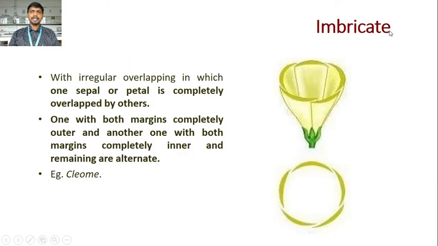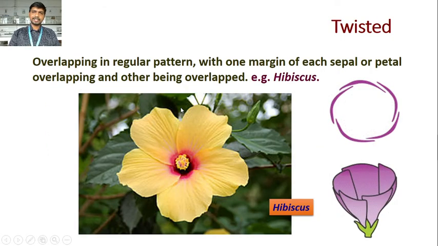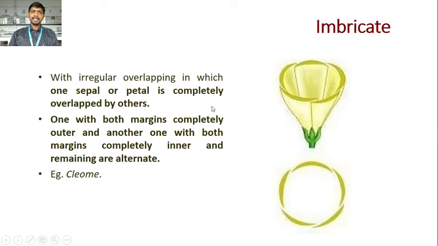Next, this is the imbricate estivation with irregular overlapping. The regular overlapping is what we saw in the twisted estivation. Now here is the irregular overlapping, in which one sepal or petal is completely overlapped by the other. It is towards the outer side, both margins towards the outer side, completely outer. So one with both margins completely outer and another one with both margins completely inner.